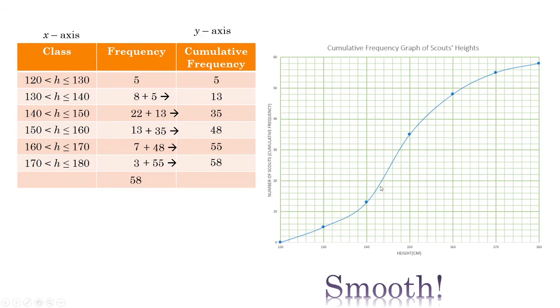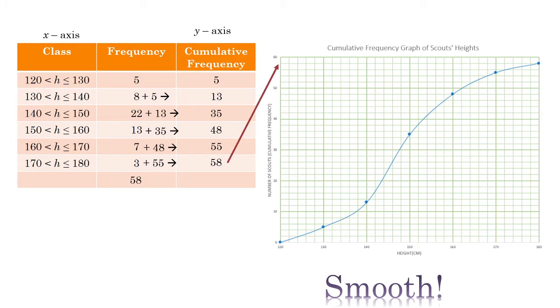But all these points in between on this curve, we don't know. We're going to use this curve to estimate. So you need to make sure that this curve is smooth. Don't use a ruler to connect the dots. Make it smooth. These graphs are almost always going to look like this, okay?